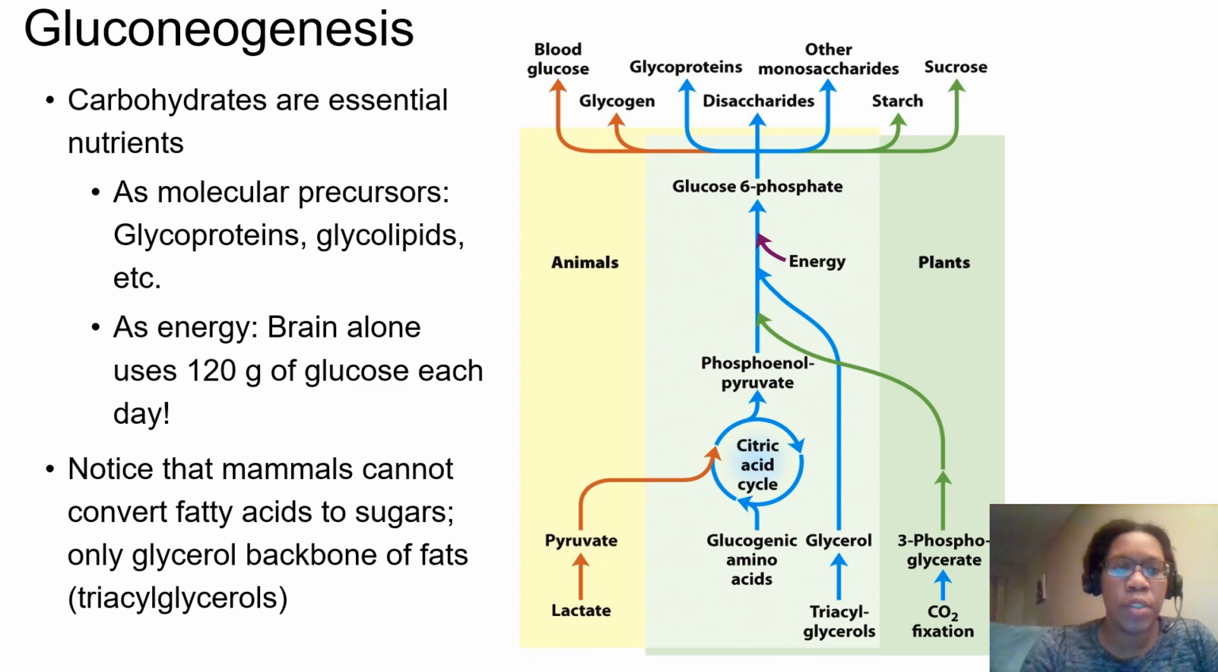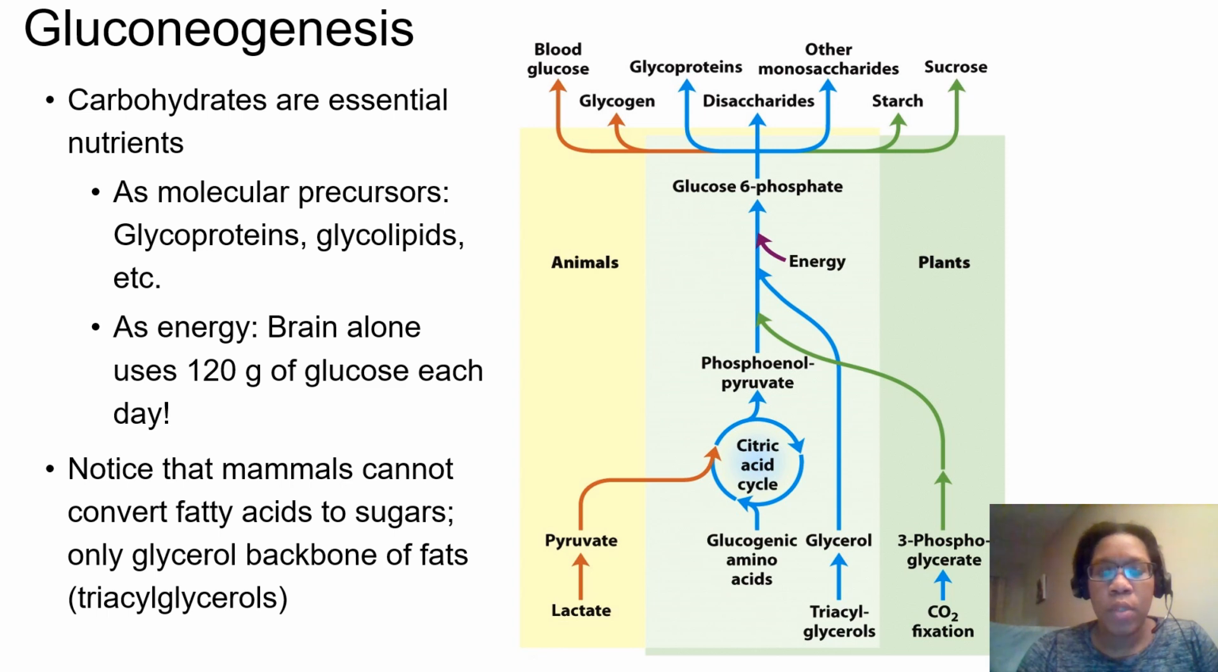So carbohydrates are essential nutrients. They are molecular precursors to glycoproteins. They appear in our glycolipids. Our brain usually only wants to use glucose as its source of energy. It uses about 120 grams of glucose each day. And so if we look at this chart, we see that lactate can be converted into pyruvate. Pyruvate then can go through gluconeogenesis to create our PEP molecule, our G6P, and then be converted into blood glucose.